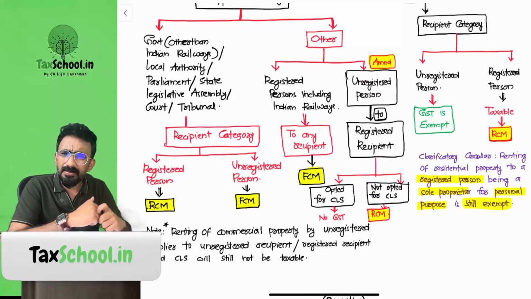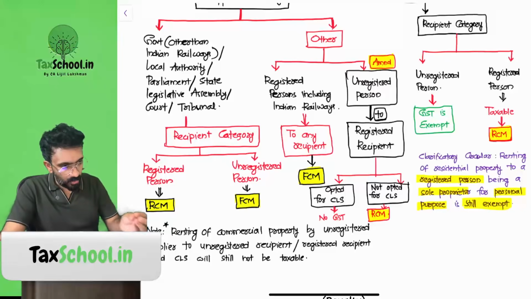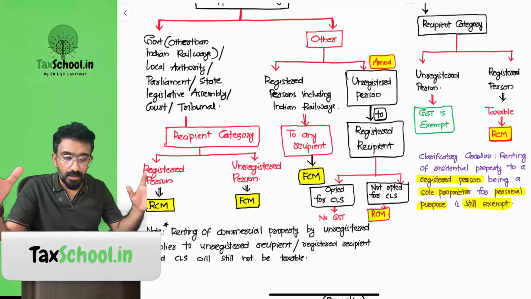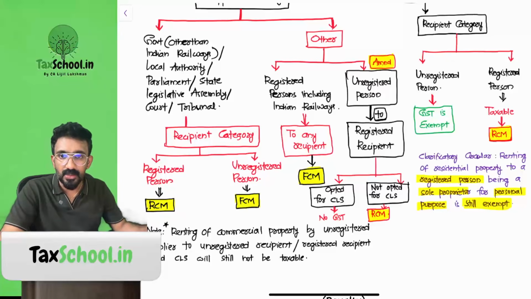But why would a Parliament give their property on rent? Now, Parliament might have a canteen space. Inside Parliament, there will be a small grocery space. Parliament is a big, big immovable property complex that we have, right? The new Parliament and all that.